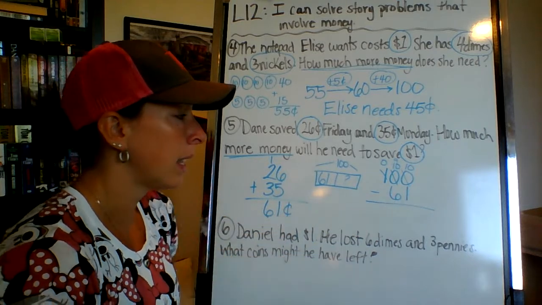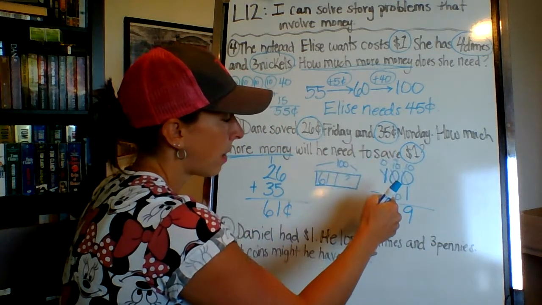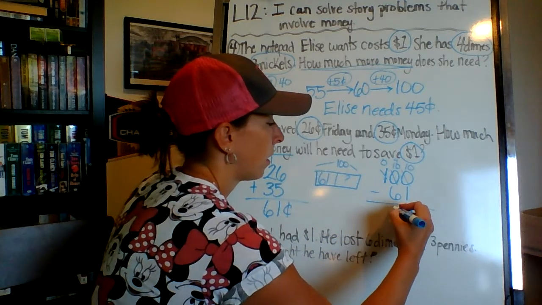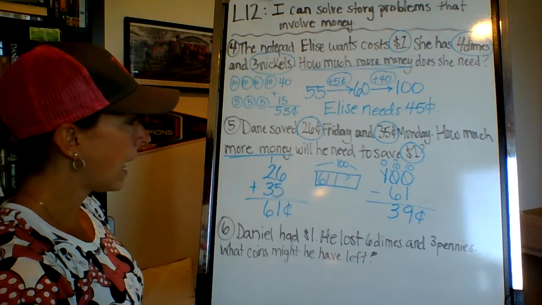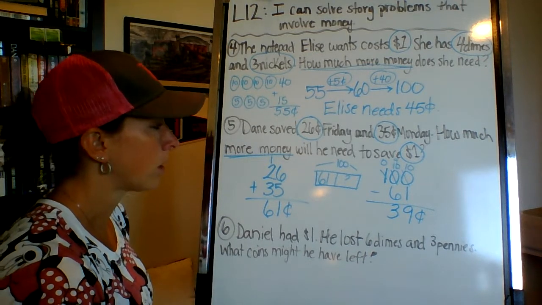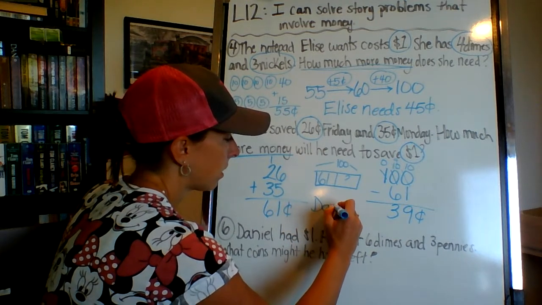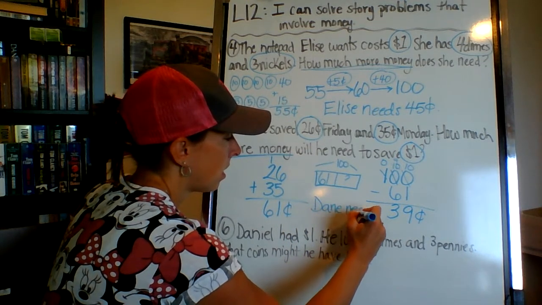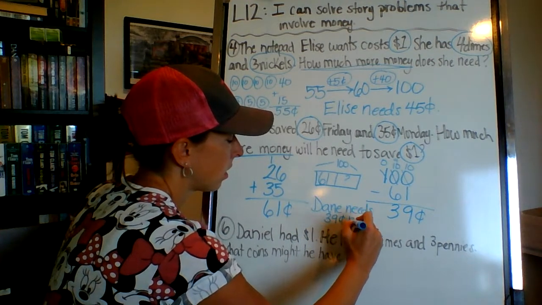10 minus 1 is 9. 9 minus 6 is 3. So Dane needs 39 more cents. Don't have a lot of room. I'll write right here, wherever you got space. Dane needs 39 cents more.